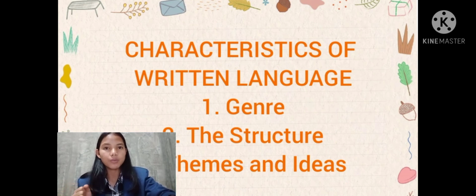The characteristics of written language: number one, genre. Genre is a type of text that has a characteristic form or features. Number two, text structure. Structure is the way the text is organized and presented. Number three, themes and ideas. Themes are big ideas that are communicated to the reader. Ideas may be concrete and accessible or complex and abstract.